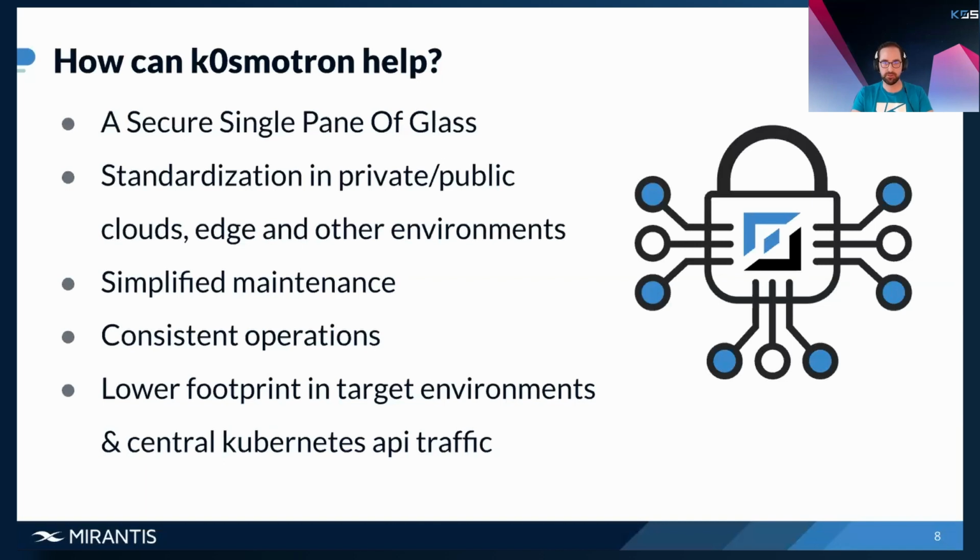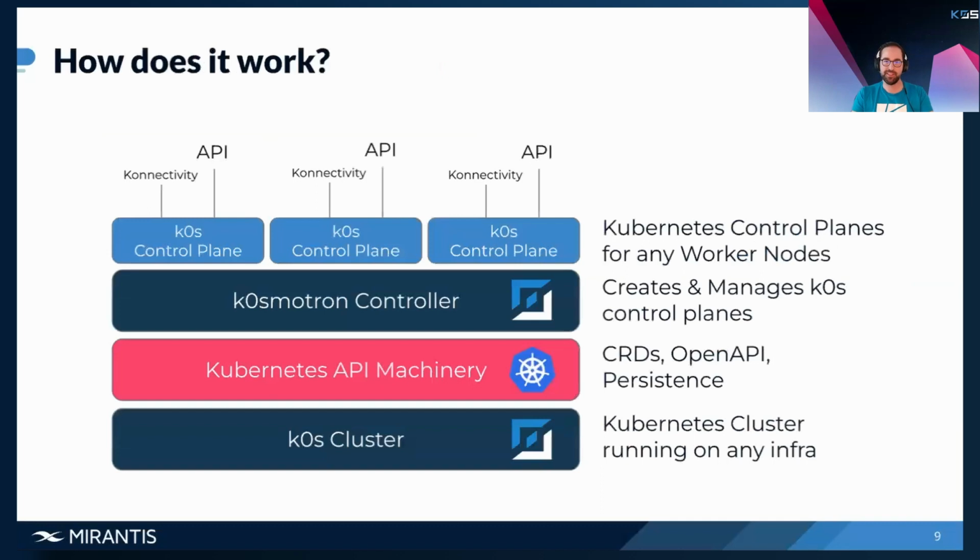When we now look into how that works, k0smotron is nothing else than a Kubernetes controller, a service that is running in your Kubernetes cluster. It's not bound to your k0s clusters. It can be installed in other Kubernetes clusters as well. But in this example, we have a k0s cluster as the management cluster. On top of that, we have the whole Kubernetes API machinery.